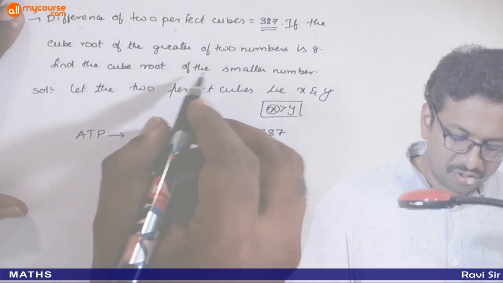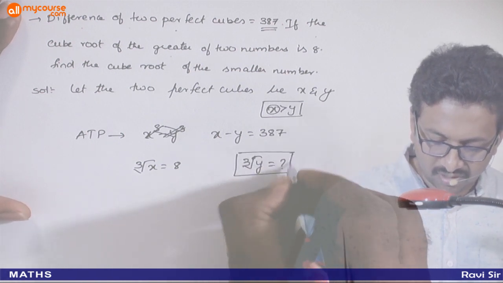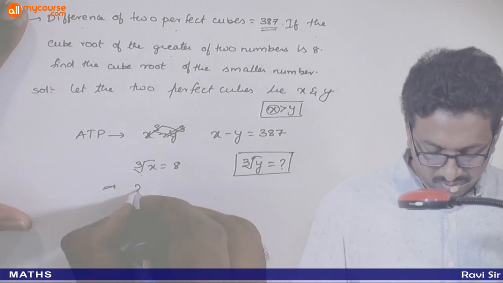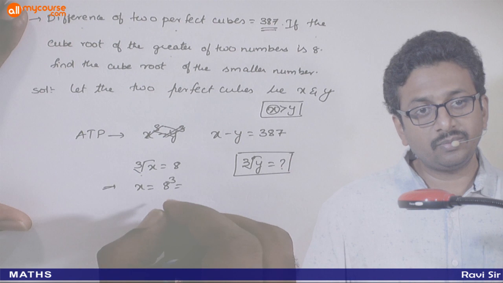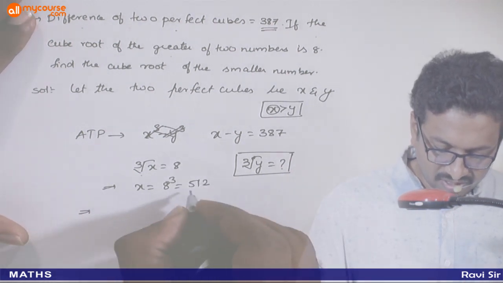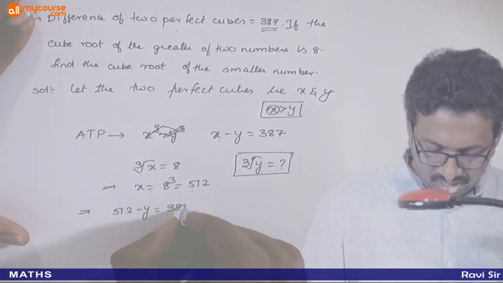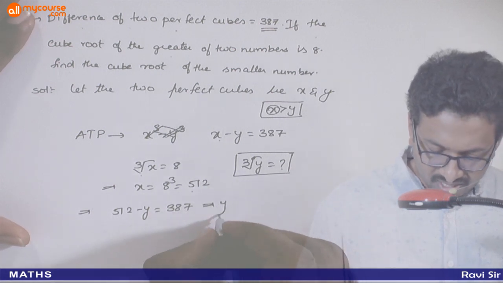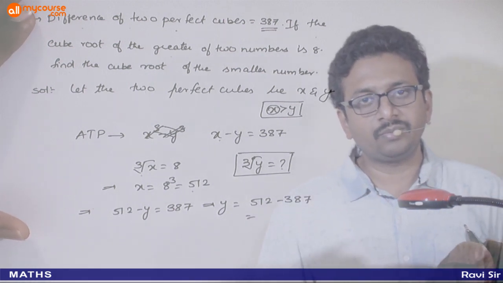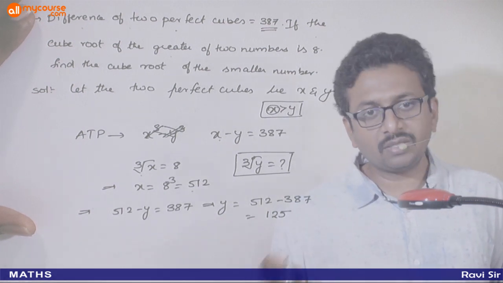You're asked to find the cube root of the smaller number. Cube root of y is equal to how much? This is the question. So cube root of x अगर 8 है तो x is 8 cube. 8 cube कितना है? 512. So this implies if you substitute this here, 512 minus y is equal to 387. So y is equal to 512 minus 387, right? Which is 125. So y is 125.